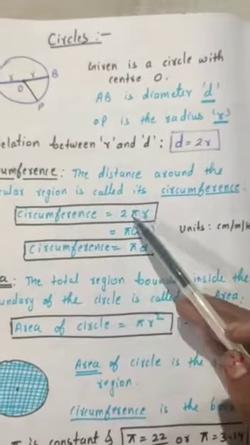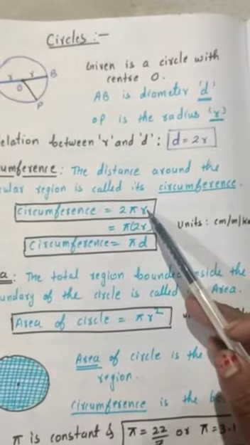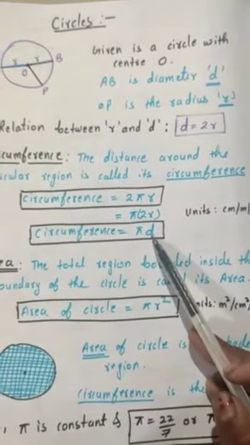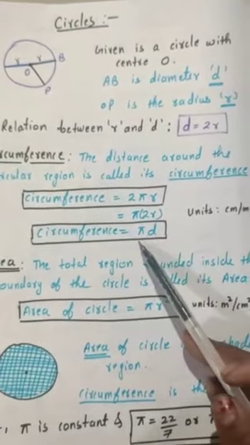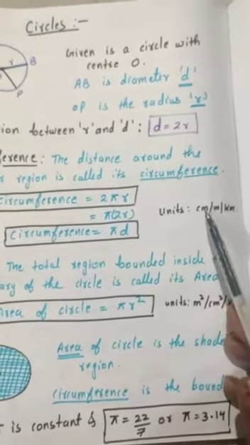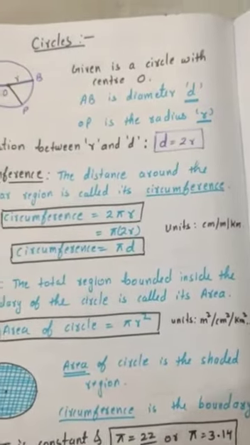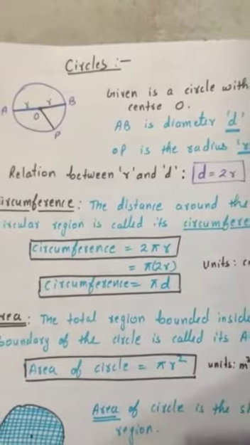So you have two formulae for circumference: 2 pi r, which is to be used when you are given the radius of the circle, and pi into D, which is to be used when you are given the diameter of the circle. And what will be the unit? Centimeter, meter, kilometer, depending on whatever is the unit of the radius, because this is a length.